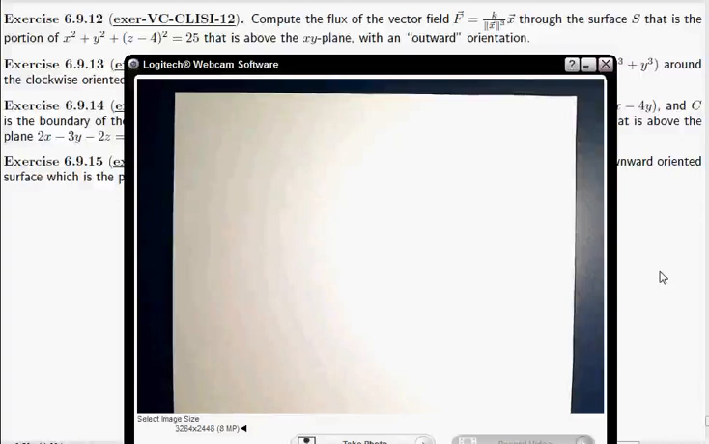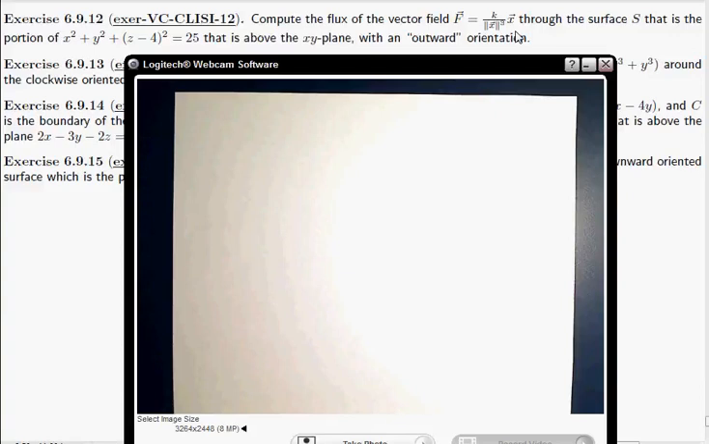Okay, so CLISI 12. The first thing to notice, and I hope you might have noticed this, is that this vector field, you've already computed the divergence of that vector field. First of all, it looks a lot like the gravitational vector field for a point mass. So I don't know if you've noticed that.